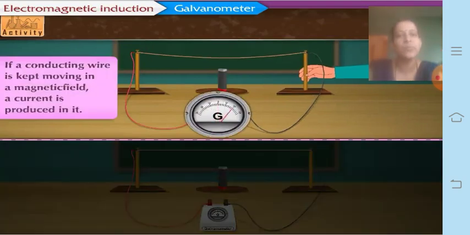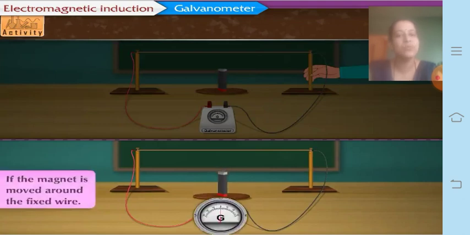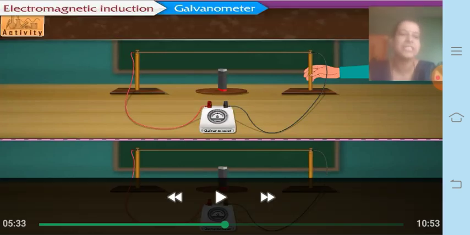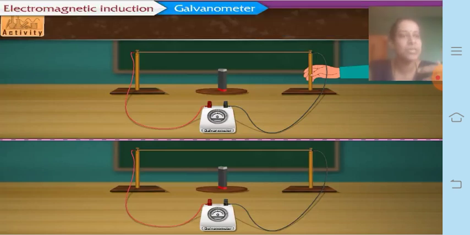In both these cases you could find that there is induction of the current. So if a conducting wire is kept moving in a magnetic field, a current is produced in it. Secondly, if the magnet is moved around a fixed wire, there is also induction of the current. So what we can infer is that whenever there is a change in the magnetic field around the coil, whether the magnetic field is kept stationary or the wire is kept stationary and one of them is moving, there is production of current. That current is called the induced current. Current is induced in the conductors.